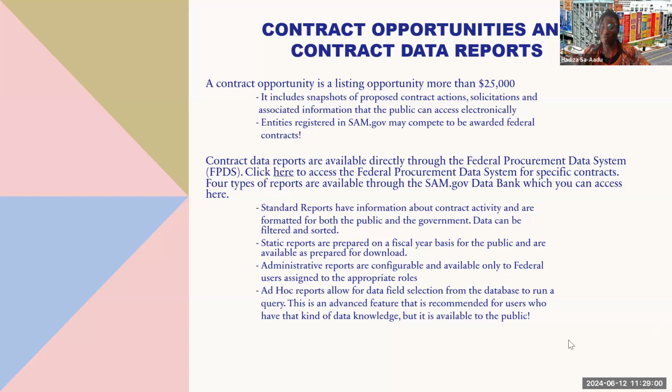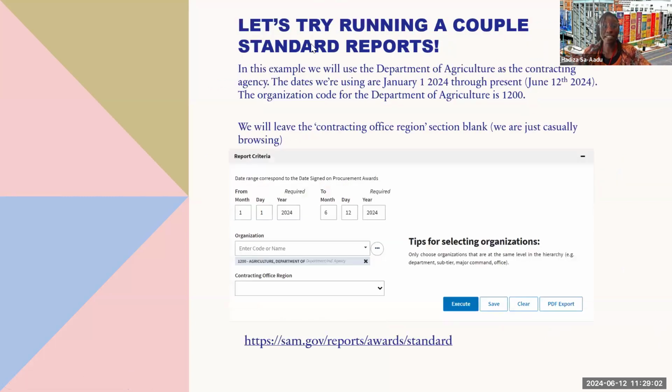All right. Now we're finally ready to take a look at a couple standard reports through SAM.gov. So what we're going to do here, for the sake of our example, is focus on the organization, which is also an entity. It's a little bit confusing, but it's the same thing as entity. In this example, we're going to use the Department of Agriculture as the contracting agency. The dates that we're going to focus on are January 1st of this year through the present, June 12th, 2024.